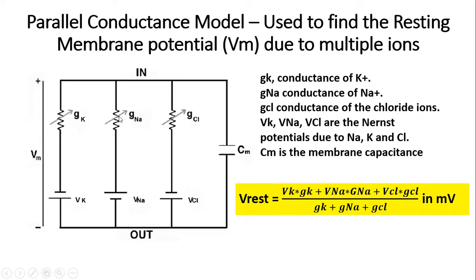So these are the same definitions that we already discussed. Using this equation we will be able to calculate the value of resting potential due to three major ions, which are potassium, sodium and chloride. So this point also we have discussed in the last class.